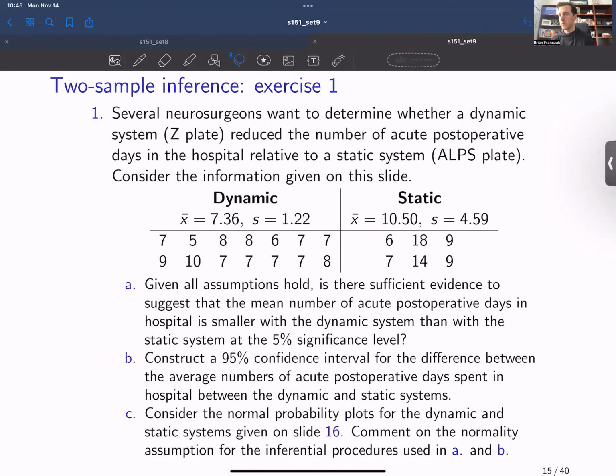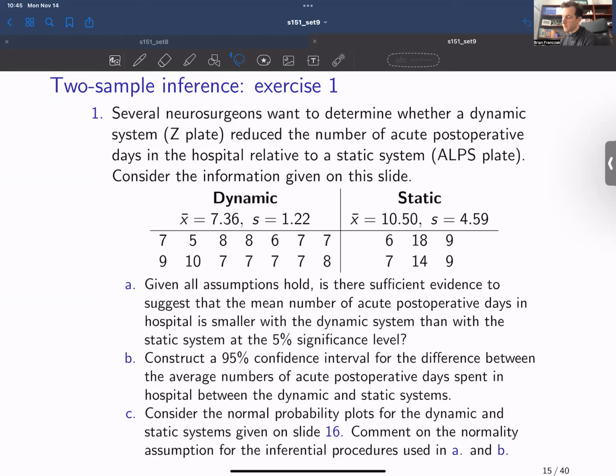In this video, we are going to be working through exercise 1 from lecture set number 9, which is given on slide 15. This exercise will illustrate how to construct a confidence interval and perform a hypothesis test about two population means. So in this illustration, we have the following data.